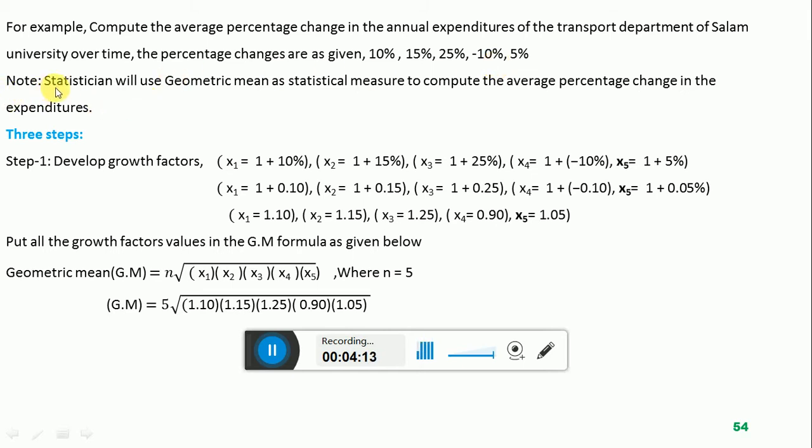I'm putting one note that the statistician will use geometric mean as a statistical tool to compute the average percentage change in the annual expenditures of the transport department of Salam University. So the statistician has to follow the 3 steps. In the very first step, the statistician has to develop the growth factors simply by adding 1 to every percentage change in expenditures over time. So step 1, develop growth factors.